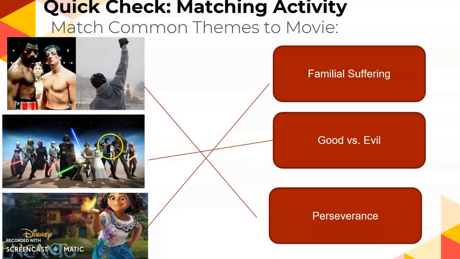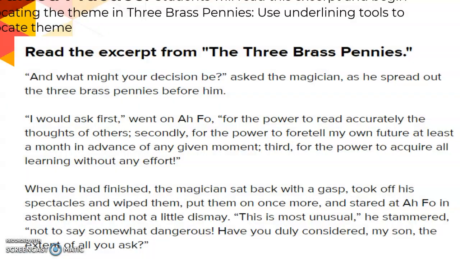And hopefully you had a minute to match those up. For Encanto, we had the familial suffering that was quite common throughout the entire movie. For Rocky, it's perseverance, don't give up, right? And then finally for Star Wars, it's definitely going to be good versus evil.